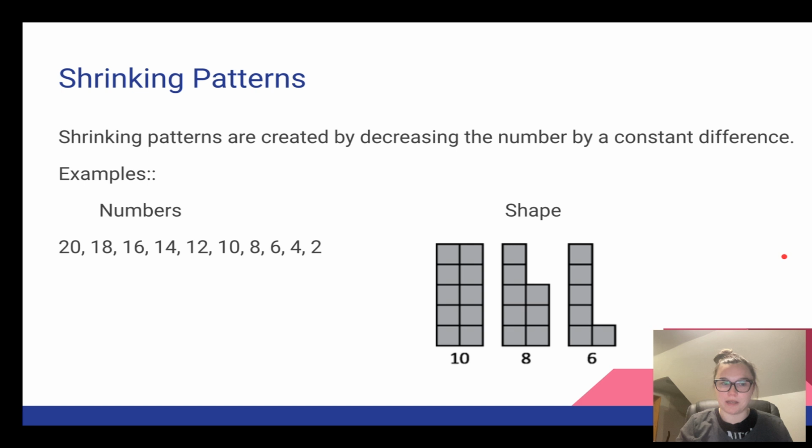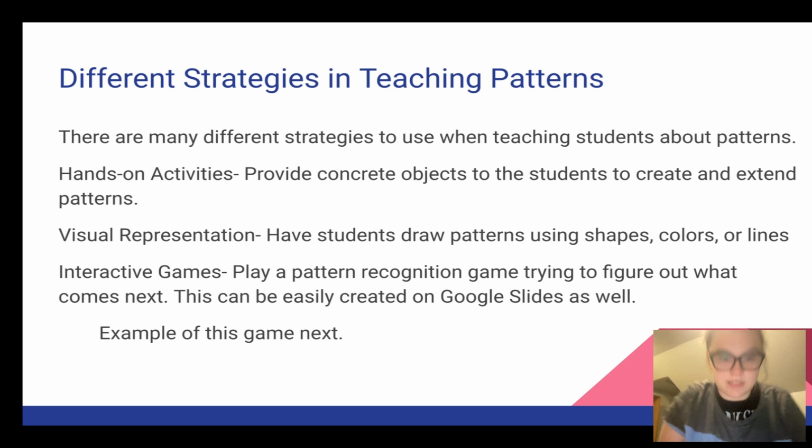So, opposite of the growing patterns, you have the shrinking patterns. Shrinking patterns are created by decreasing the number by a constant difference. Examples in the numbers is 20, 18, 14, 16, etc. Or the shape is the 10, 8, 6.